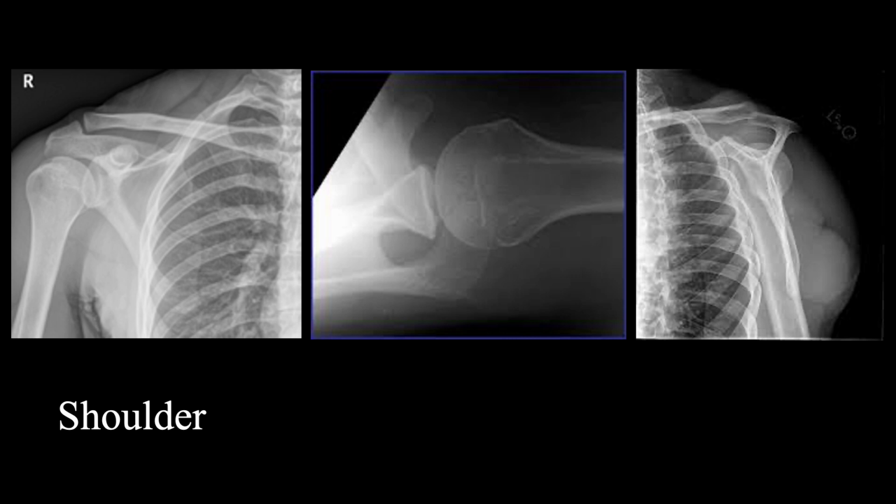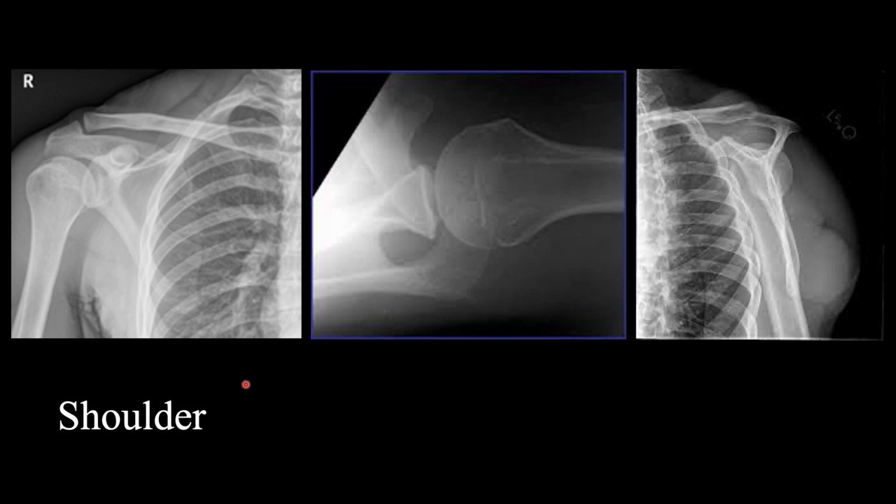So these are 3 pretty common views. You have the AP, the axillary, and the scapular Y. So obviously this is the AP here, right? And then this is the AP, this is the axillary, and this is the scapular Y, and it's called the scapular Y because the scapula makes a Y. So pretty easy to understand that.